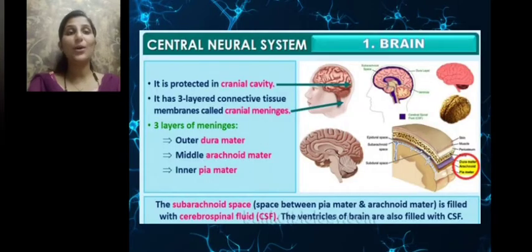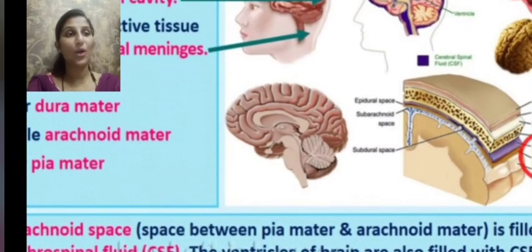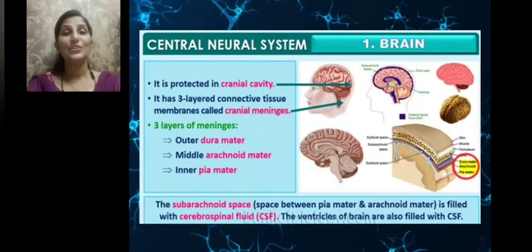So let us learn about the brain first, the first part of the central neural system. The brain is provided by a cranial cavity. It has a three-layered connective tissue cover of membranes, and these are called the cranial meninges. The three cranial meninges are the outer dura mater, the middle arachnoid membrane, and the inner pia mater.